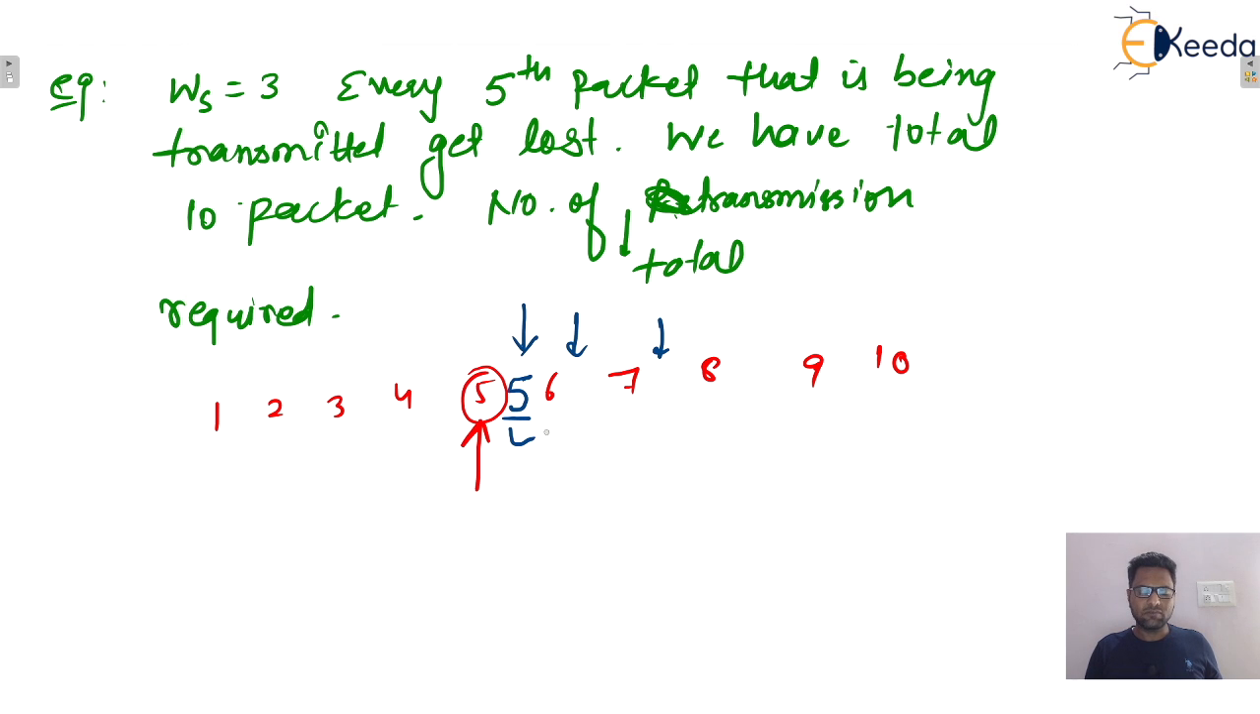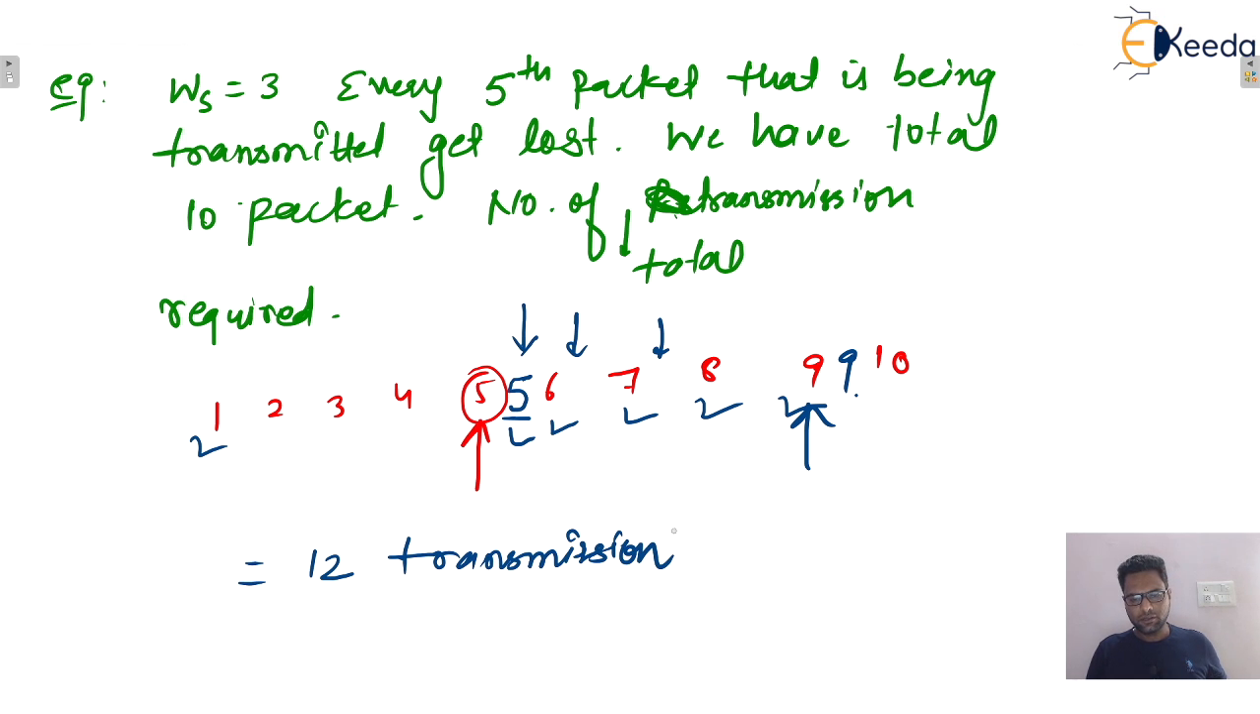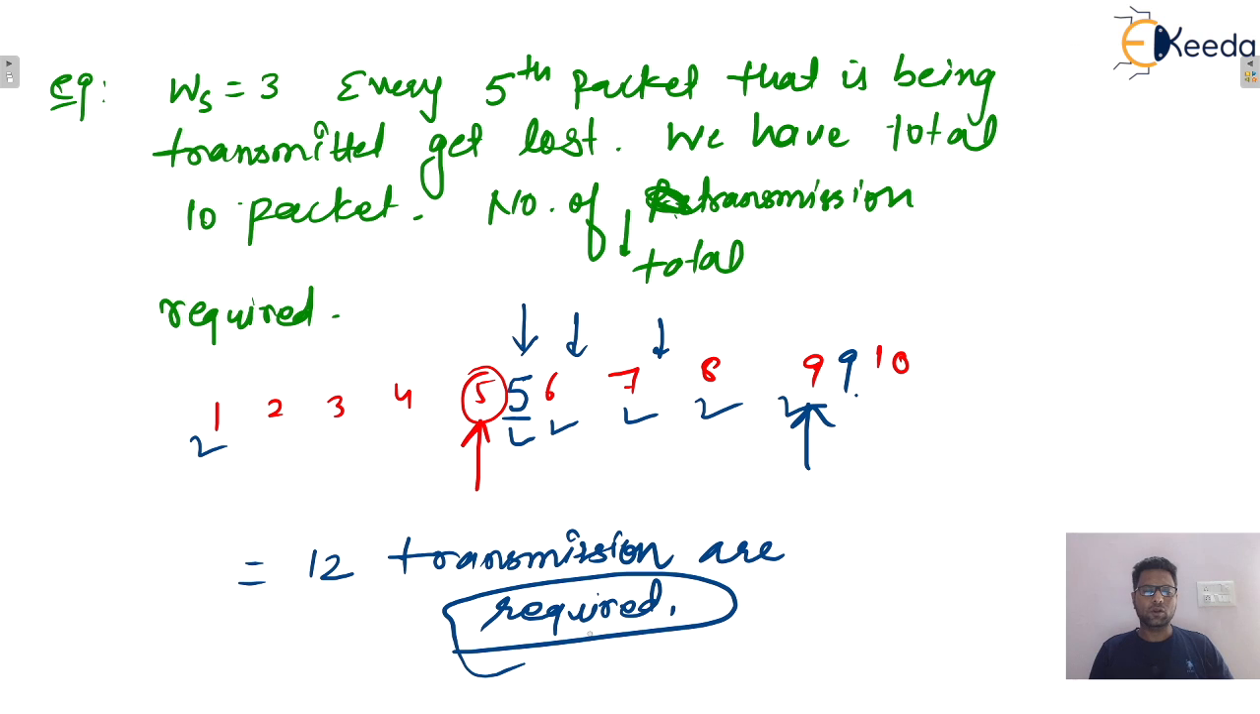So let us consider that the fifth is retransmitted. Now counting will start again from here. 1, 2, 3, 4, this will get lost, so again the 9th will be retransmitted. So overall you can count 1, 2, 3, 4, 5, 6, 7, 8, 9, 10, 11, 12. 12 transmissions are required, isn't it? 12 transmissions are required.